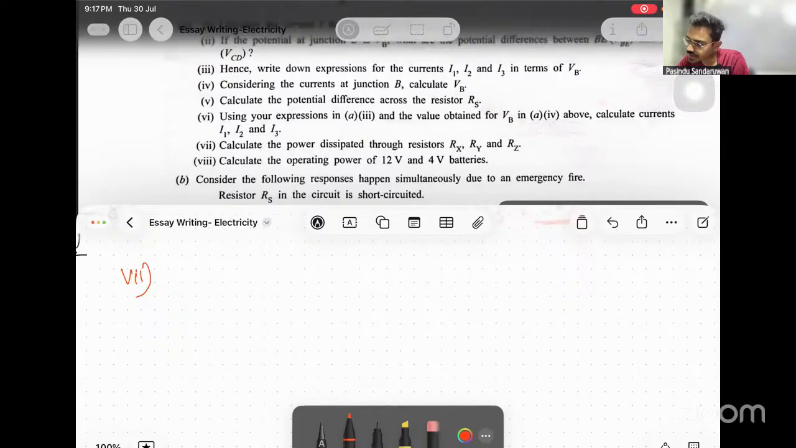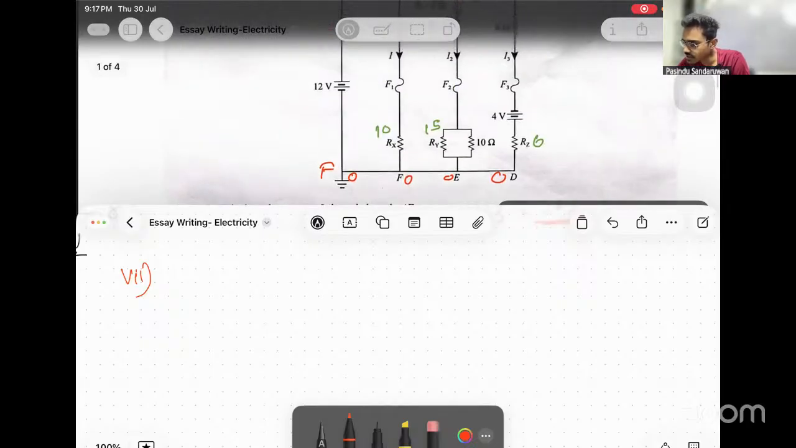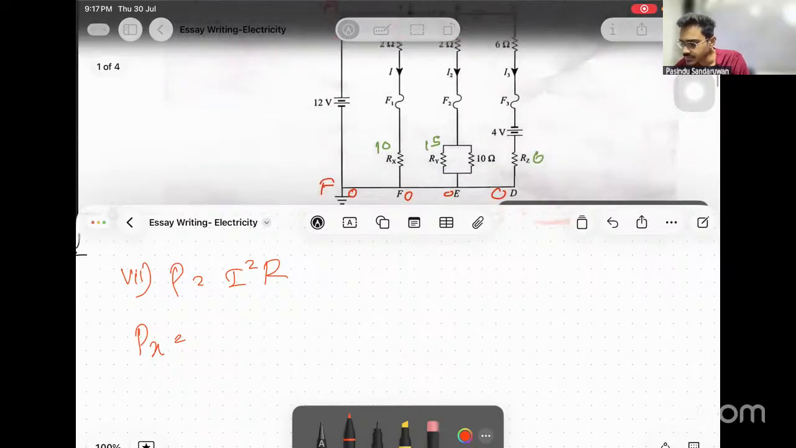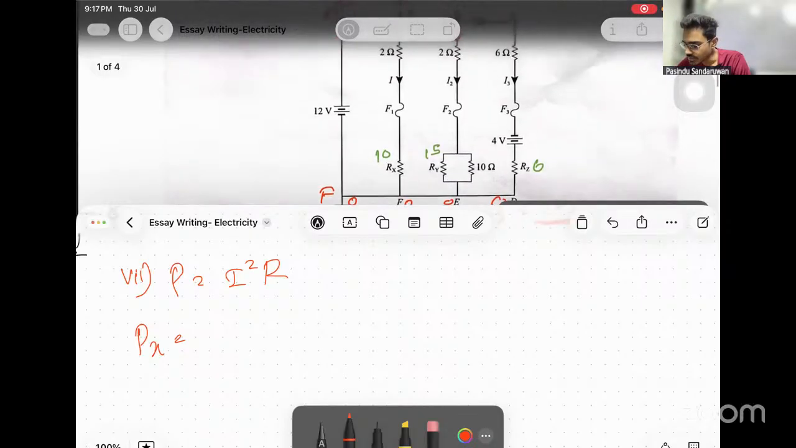Calculate the power dissipated through resistors Rx, Ry, and Rc. So we know power can be written as, if current is known, I squared R. Then for Rx, current through Rx is I. What was the value of I?